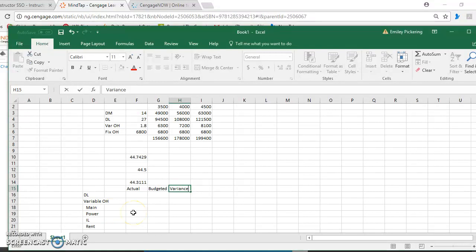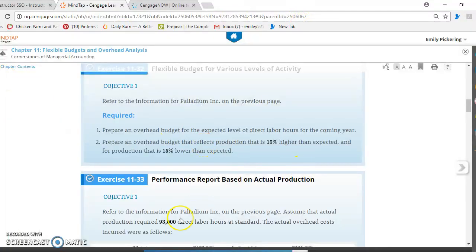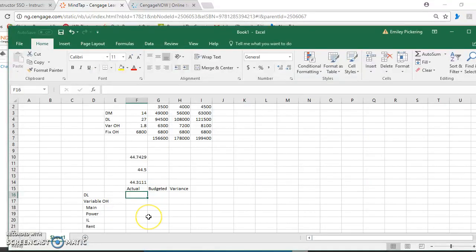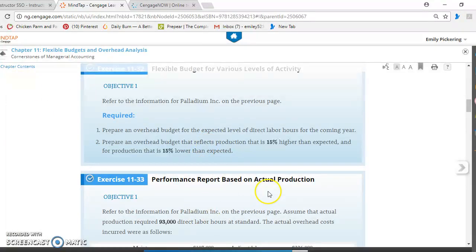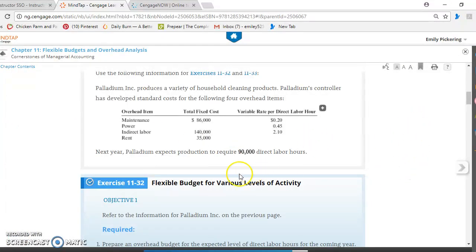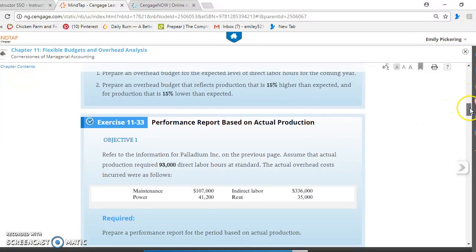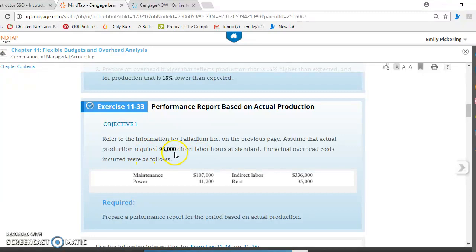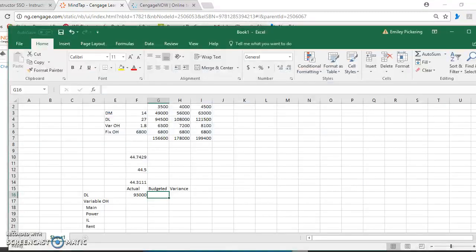Okay. So my direct labor hours, my actual ones, I think they said were 93,000. So let me just make sure. So 93,000 in direct labor hours. And I need to figure out what my budgeted should be. So I'm going to take a look at my flexible budget and see what it would be per unit. So it looks like we do expect production to require 90,000 hours. However, when you look down, the 93,000 direct labor hours are at standard. So I'm going to go ahead and put 93,000 because it just says it was. Okay, so we have no variance.